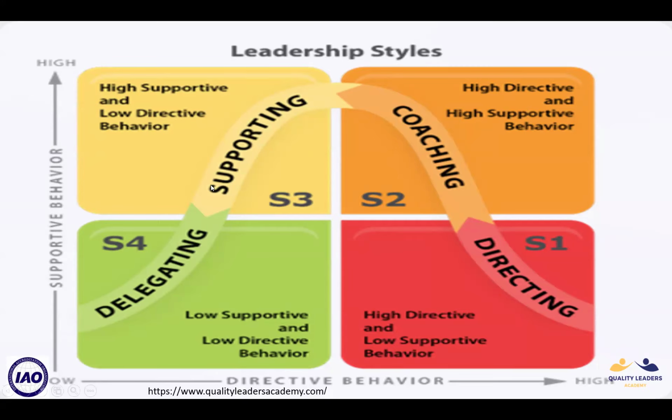Okay. S3 is supporting. It's about high support and low direction. Here, the team is more capable. They don't need much direct supervision. The leader's role is to support and encourage, allowing the team members to take more responsibility in making decisions. S4 is delegating, when the leader completely steps back, offering low direction, low support, and gives full autonomy to the team.